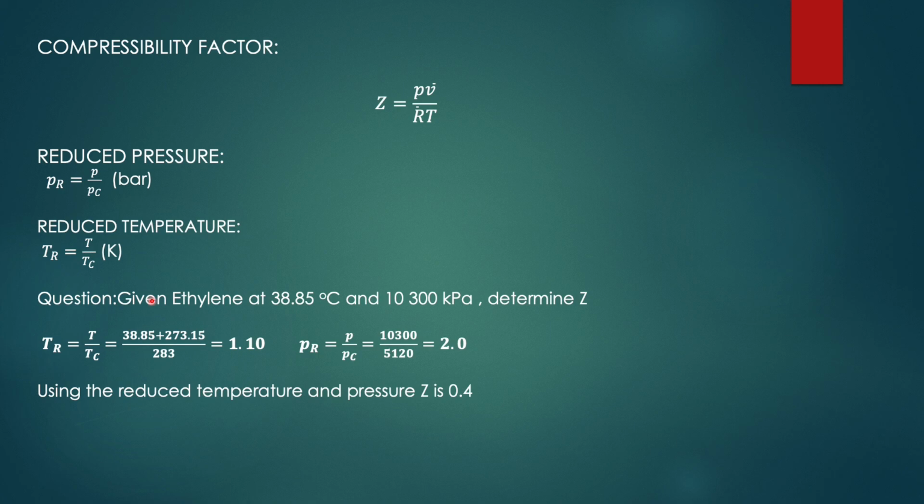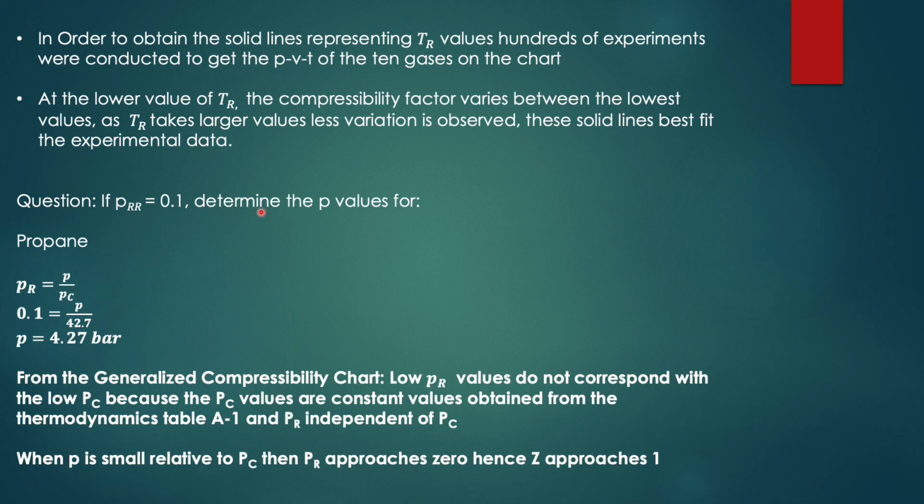Now let us look at this question. Given ethylene at 38.85 degrees Celsius and 10,300 kilopascals, determine Z. So as mentioned above, we're going to use the two formulas right here above, which is the reduced temperature as well as the reduced pressure. And then we substitute the values from the question into both the equations, and we get 1.1 for the reduced temperature and 2.0 for the reduced pressure. Now we map the two values we got up here on the chart and eventually find our Z as 0.4 on the y-axis.